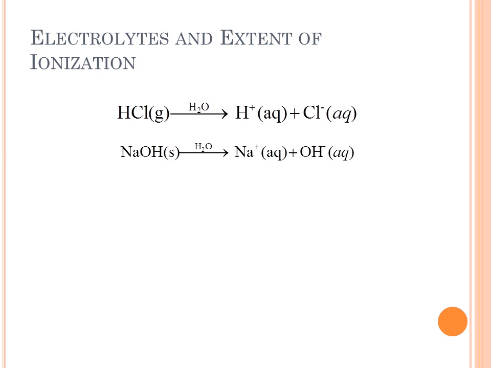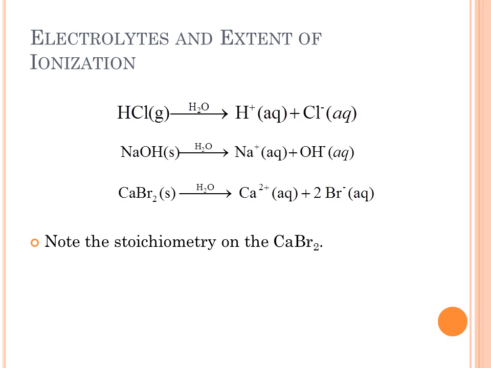Strong base, which is again a water-soluble hydroxide salt, but it's going to split up into sodium plus and hydroxide minus, 100% ionization. A salt like calcium bromide dissolves in water to form calcium 2 plus and 2 bromide minus ions. Again, 100% ionization. Be careful of the stoichiometry on the calcium bromide. If you've got more than one ion, that 2 subscript becomes a 2 coefficient when you split the ions up.